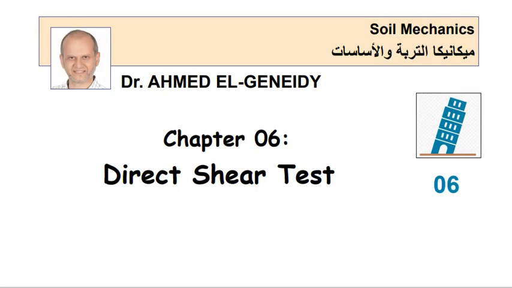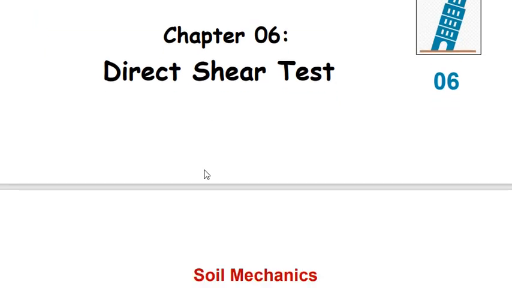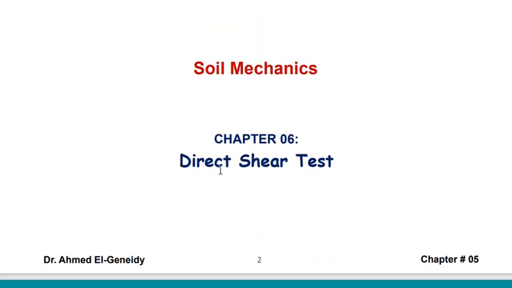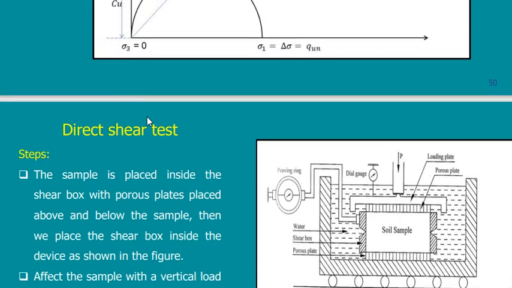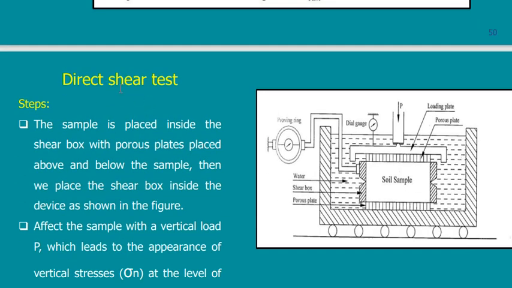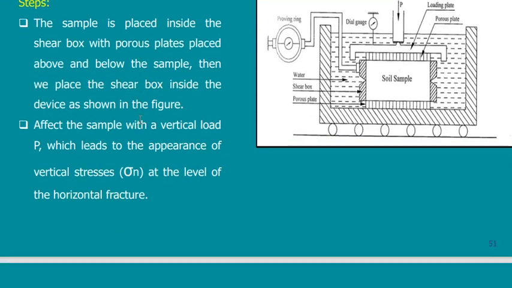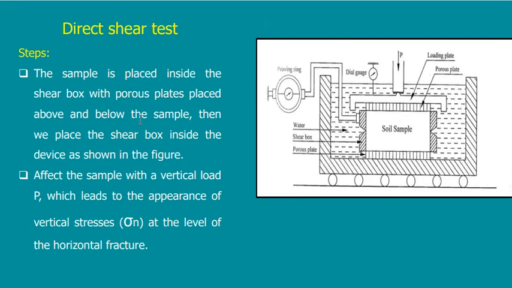In today's lecture, we are going to discuss the direct shear test, which is chapter 6. If you remember in chapter 5, the last section of chapter 5 was dedicated to the direct shear test. And we said that we are going to discuss it in detail in a separate lecture. So the direct shear test is a test that is conducted in the lab to get the shear strength parameters, which are the C and the phi of the soil.